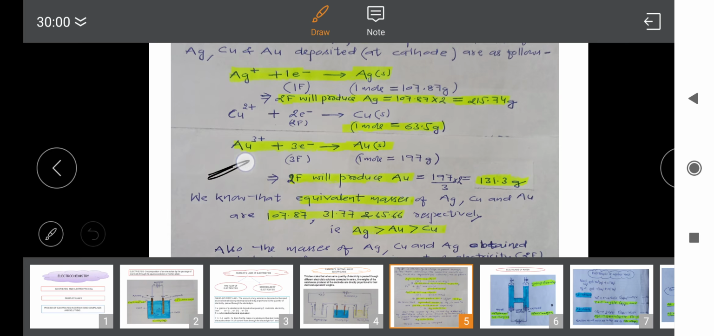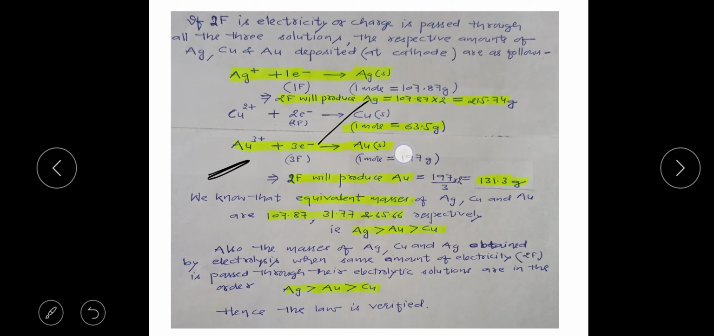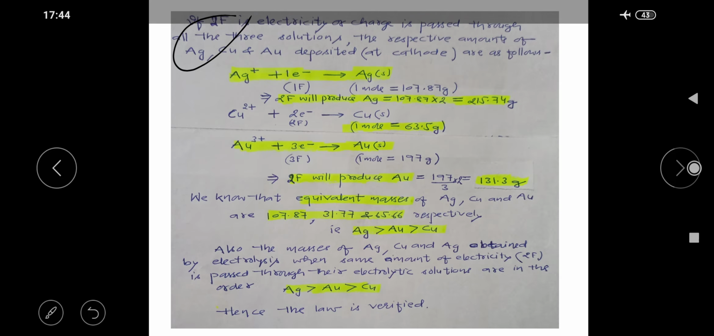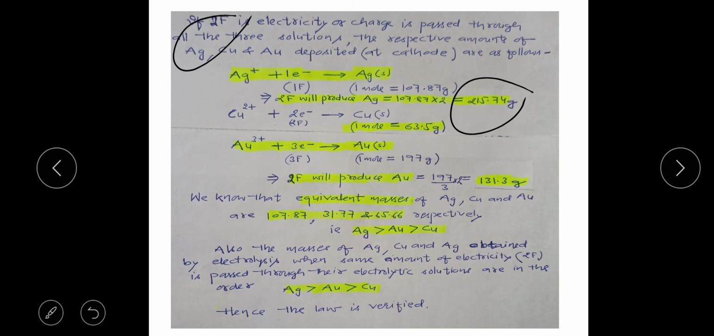Now Au3+ needs 3 electrons to become Au. It means 3 farad in terms of number of moles. 3 farad charge is required to produce 1 mole of gold, that is 197 gram. So 2 farad of electricity or charge will produce 197 into 2 upon 3, that is 131.3 gram gold. With 2 farad we can produce 215.74 gram silver, 63.5 gram copper and 131.3 gram gold.